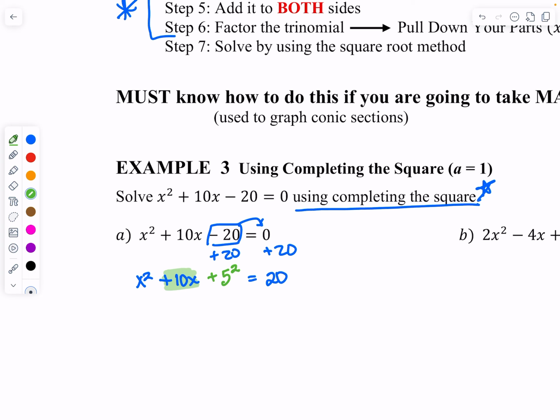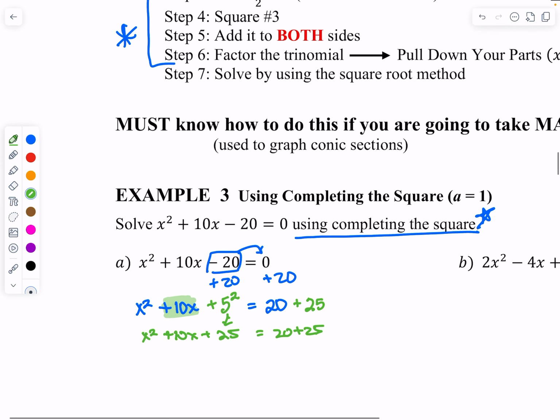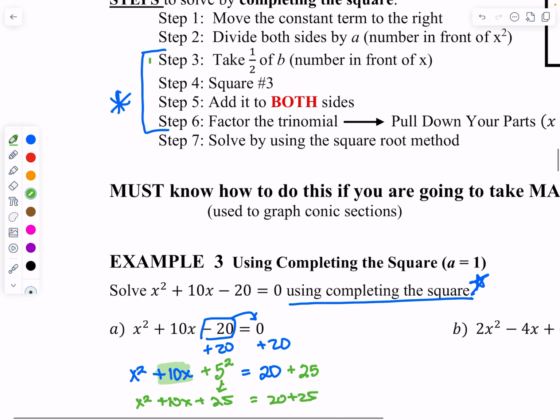So I added it as a 5 on this side, or excuse me, as 5 squared. On this side, 5 squared is 25. Now, a lot of math teachers won't leave it 5 squared. A lot of math teachers will literally have x squared plus 10x plus 25 equals 20 plus 25. So they will not do the 5 squared. But let me show you what I do, because once I have x squared plus 10x plus 5 squared, I have now done step 3, step 4, and step 5.